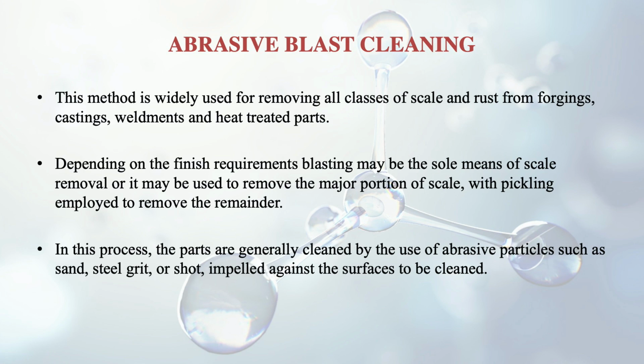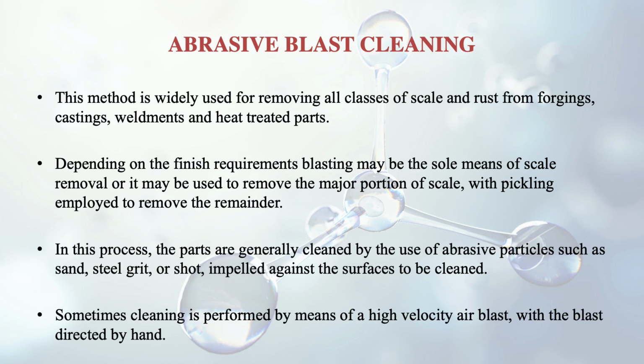So in this process of abrasive blast cleaning, parts are generally cleaned by the use of abrasive particles like sand, steel grit or shot, which is impelled against the surface to be cleaned. So they will strike against the surface, and sometimes cleaning is performed by means of a high velocity air blast also. So either we are striking with the help of particles or we are striking with air. So these 2 types of things are there. Air blast is generally directed by hand. And then there is one more thing, that is the airless blast machine. So in addition to the air one, we have an airless one also.